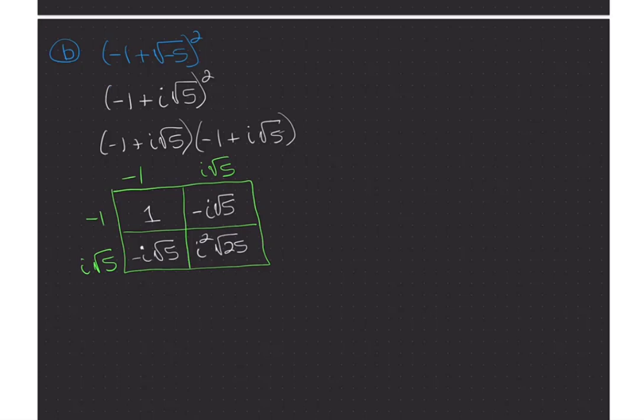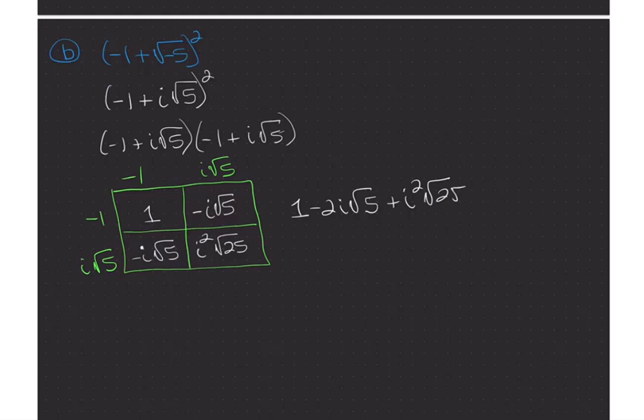And then I'm just going to write it all out, nice longish way, right? So I got 1, and then I'm going to look for those like terms, and hey, I got a square root of 5 and a square root of 5, so I know I can combine those. So -i square root of 5 minus i square root of 5 is going to give me 2i square roots of 5, plus i squared times the square root of 25.